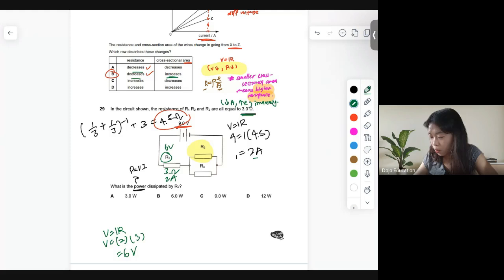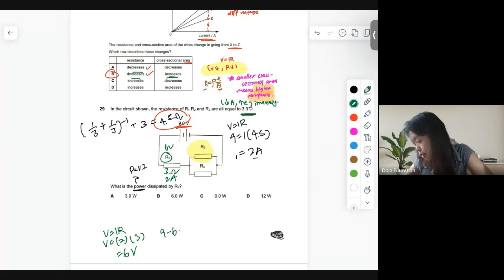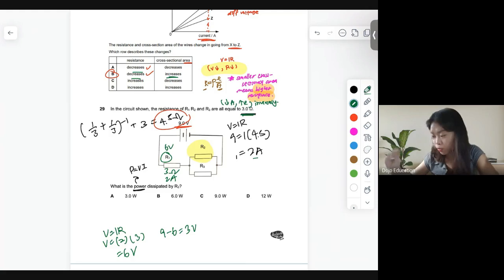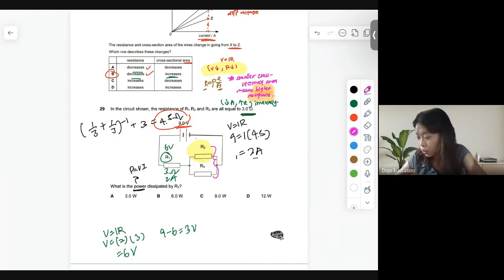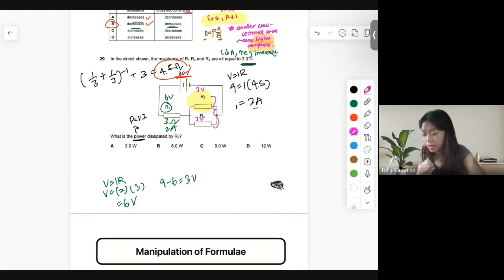And then what's my voltage for R2 and R3? I just need to take 9 minus 6 equals 3 volt, right? 3 volt, take note because they are in parallel. So each of them actually has the same voltage, which is 3 volt and 3 volt. Okay? So after that, I still need to find my current flowing through R2, which I need to find my power, right? So what's my current flowing through R2?